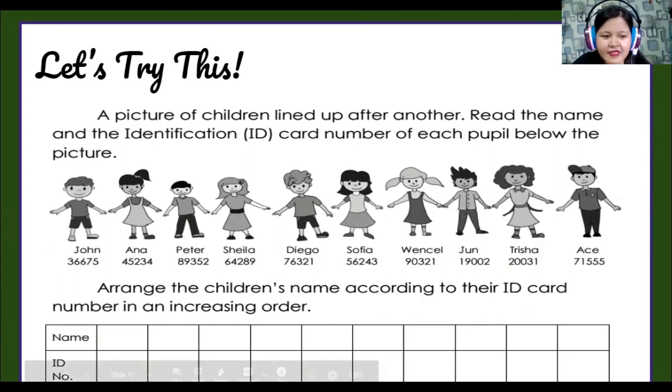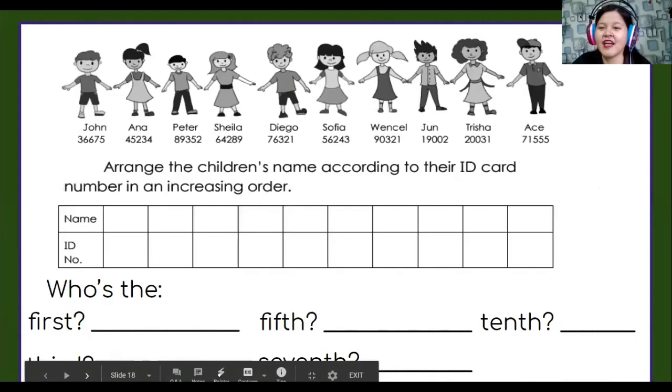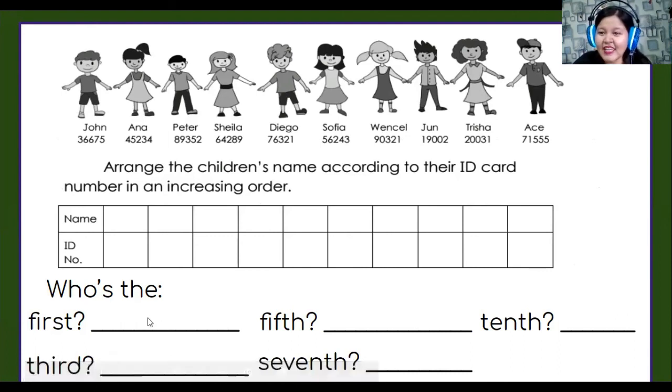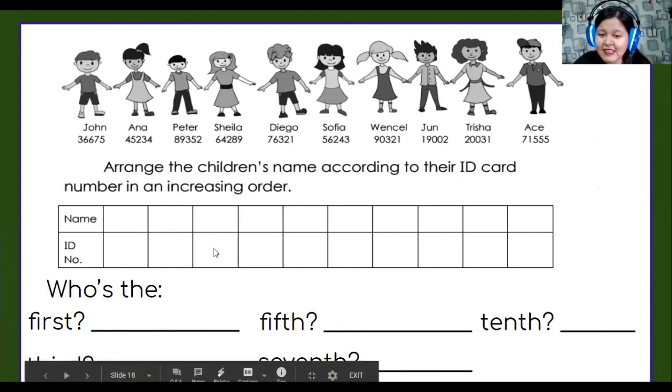Next, we have here, who's the first? Earlier, we identified June as the first pupil, according to their ID number. You will fill this in and write their names here once you have already completed the names of the pupils.